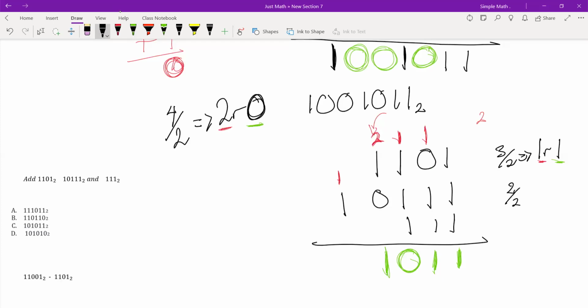2 divided by 2 is 1 remainder 0. So the 0 stays. The 0 is going to stay here. And the 1 is going to move to the next value. And then 1 plus 0 is just 1. So in all, we have 1, 0, 1, 0, 1, 1.